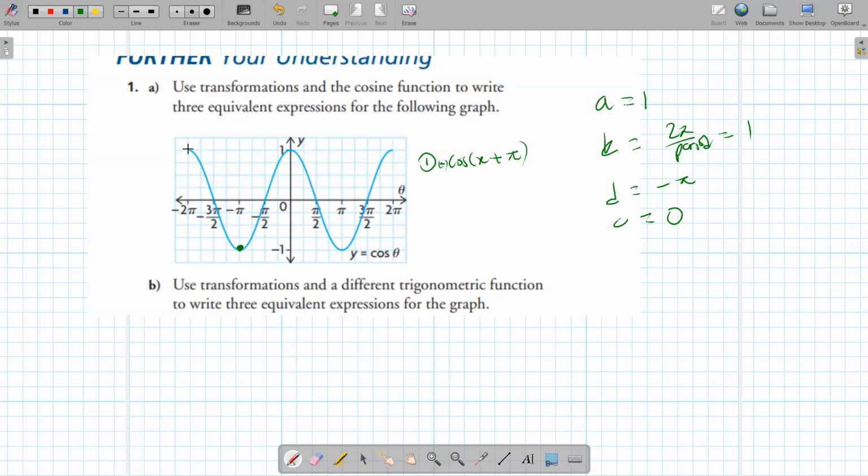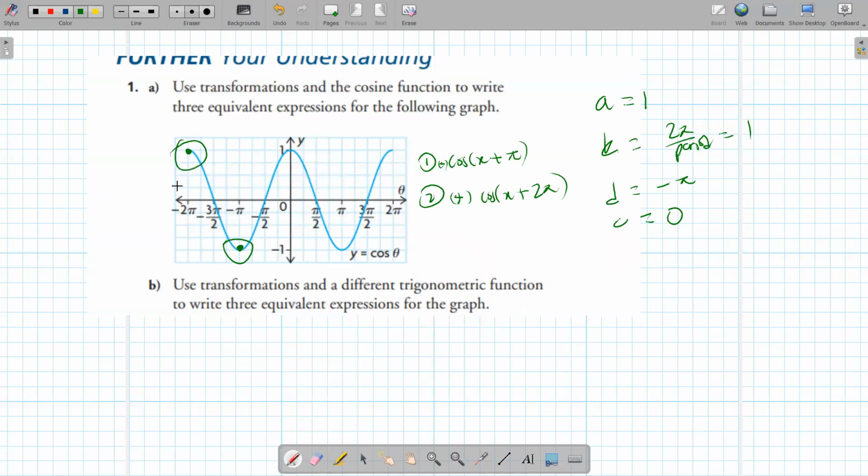The next one, we can do this one. So the d value there, it's shifted 2 pi to the left, so it's going to be positive because it's starting at a maximum, x plus 2 pi. I'm confused about the negative and positive part. Oh, if it starts at a minimum, amplitude is negative.